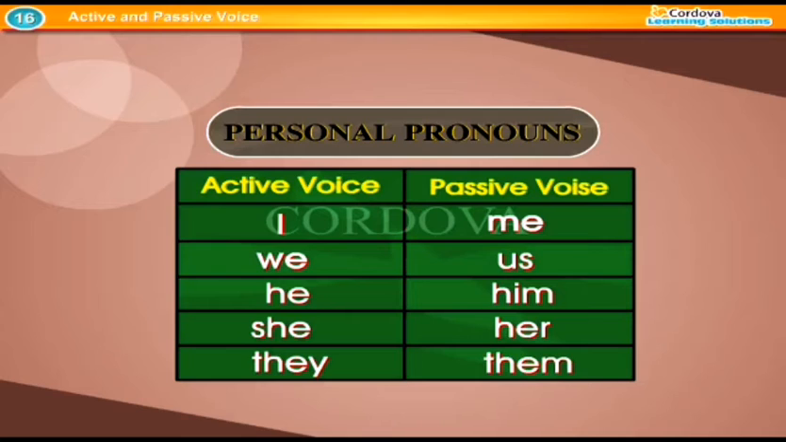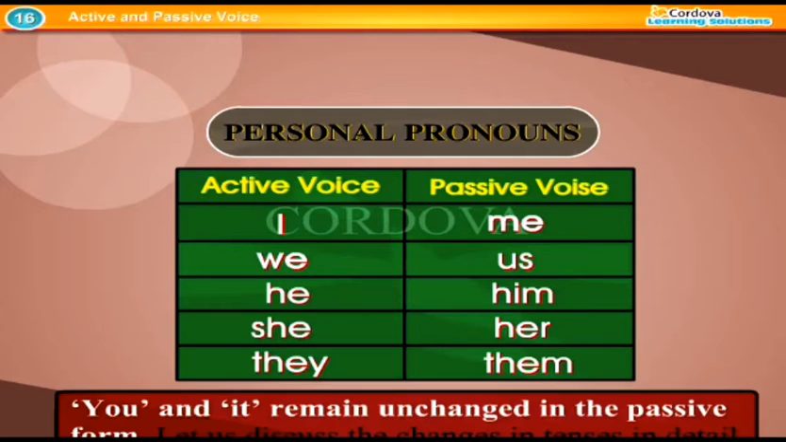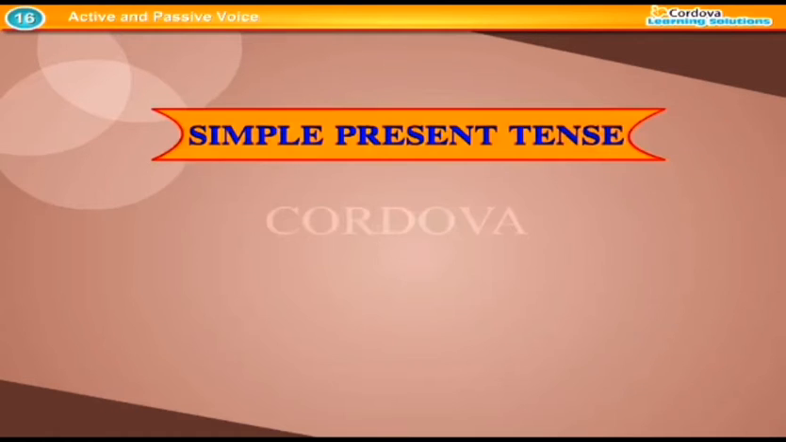Active voice, she. Passive voice, her. Active voice, they. Passive voice, them. You and it remain unchanged in the passive form. Let us discuss the changes in tenses in detail.